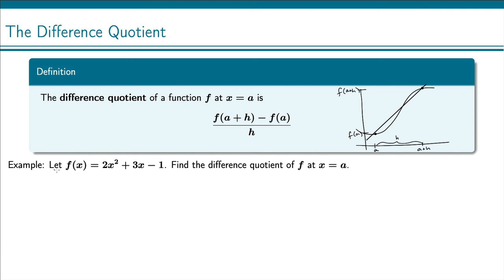Let's do this example. Let f of x equal 2x squared plus 3x minus 1. Find the difference quotient of f at x equals a. So we are going to need f of a plus h, because we're going to be plugging it into that spot right there. I'm not going to worry about this whole expression quite yet. I'm just going to go ahead and plug in the a plus h and see what I get. So that means I plug a plus h into each of these x's. 2 times a plus h squared plus 3 times a plus h minus 1.